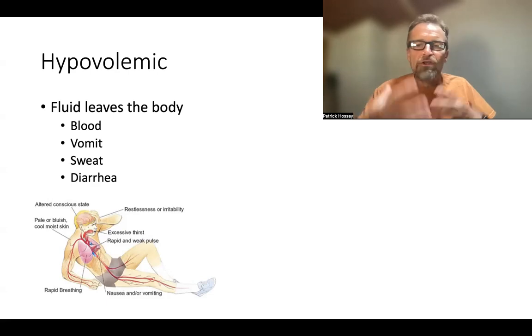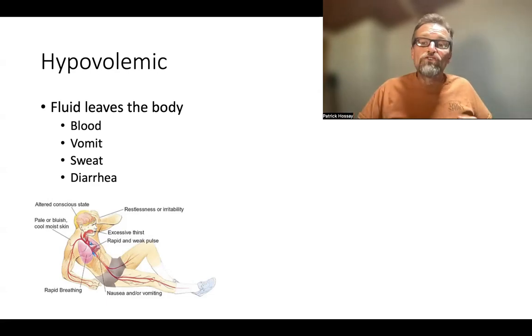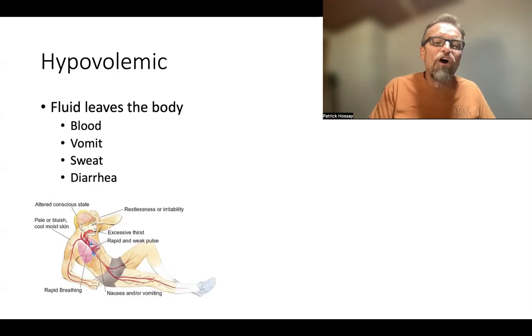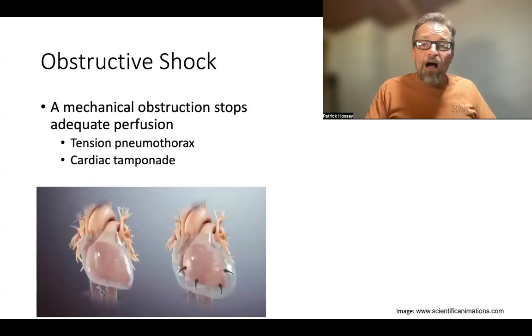Your blood is not circulating adequately, so getting the carbon dioxide out of your body is hard. So your body is starting to compensate by breathing rapidly to try to get the carbon dioxide out as best it can. Altered mental state is very common, so you're going to have people that are confused, not making sense, etc. Those characteristics were true of most kinds of shock.